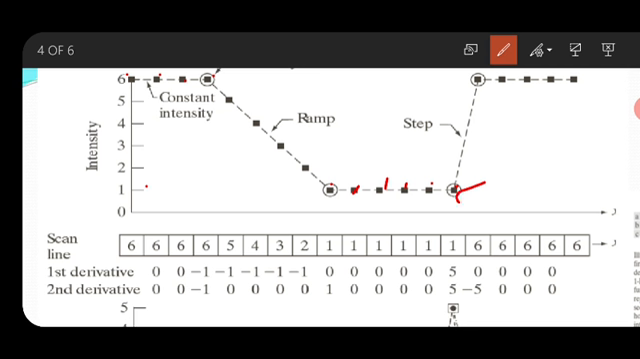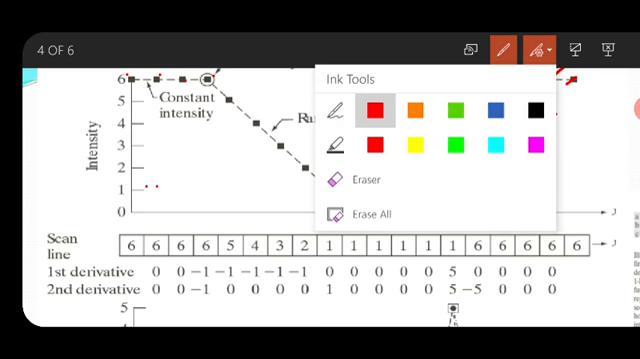Okay, what is the intensity for this pixel? It is a 1. What is the intensity of this pixel now? 6. This one is 6, 6, 6, and this is 6. This graph is visualized and drawn based on a few pixels of an image. We will perform a first derivative and a second derivative on these pixels using the previous equation.